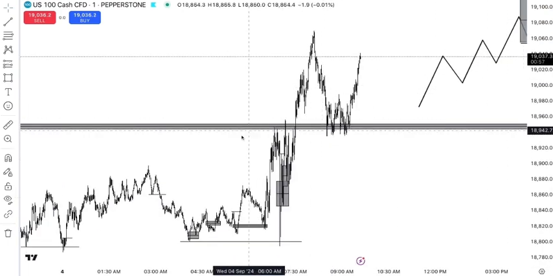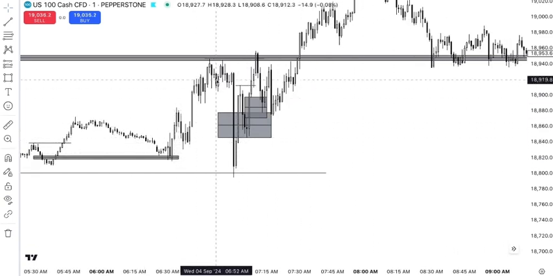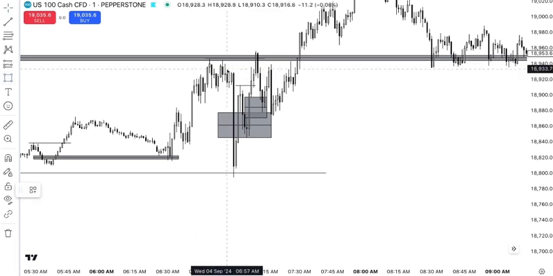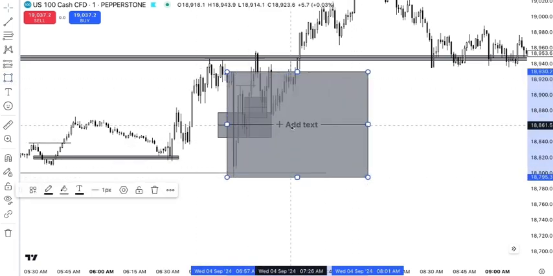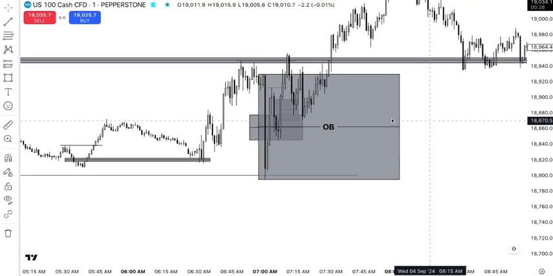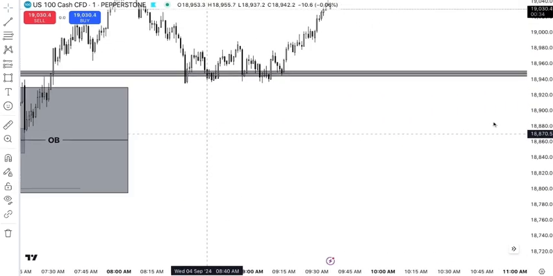So let's go over the market and find some examples. Right here we have an uptrend. Price came down to sweep liquidity. So what do we know? We'll mark out from the high to the low. So that right there would be our order block. Price came out, came back in, and broke out of it.